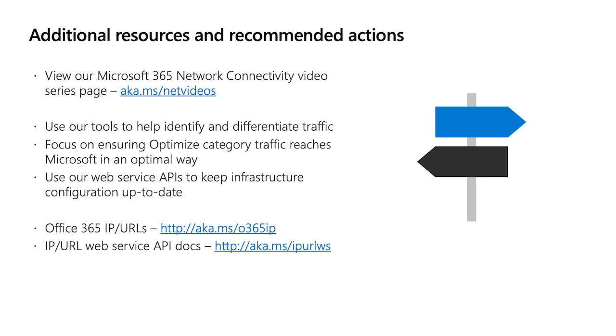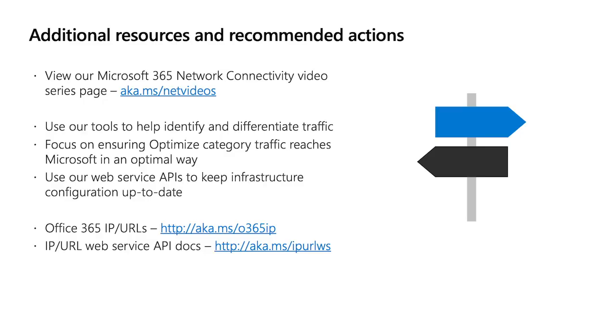Strongly recommend that you use the tools that we mentioned in the session today to help you identify and differentiate traffic effectively. If you're going to do one thing here, we really recommend focusing on that optimized category traffic. Do whatever you possibly can to make sure that traffic is reaching Microsoft's infrastructure in the shortest path possible between the end user and the edge of Microsoft's network. And then obviously use our web service APIs to keep things up to date.